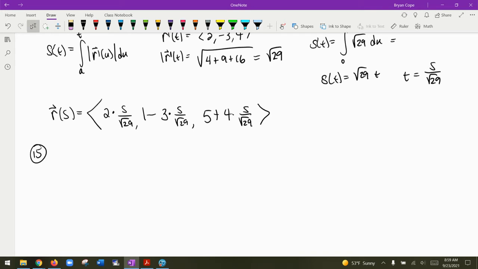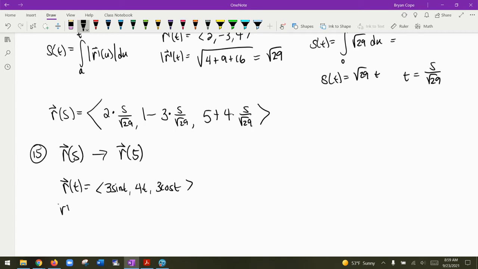So if we're moving 5 units along, we want to basically find r of s, and then once we have r of s, to evaluate r of 5. So we need to reparameterize in terms of arc length. So to do so, let's write the function r of t as 3 sine t, 4t, and 3 cosine t. We'll need its derivative, which is 3 cosine t, 4, and negative 3 sine t, and we'll need its magnitude.